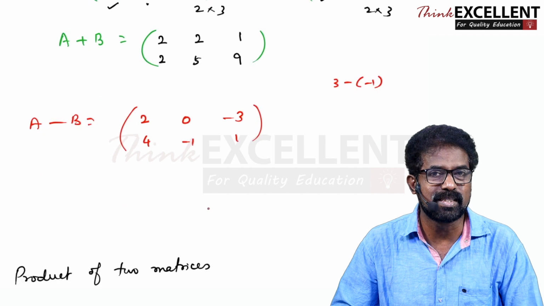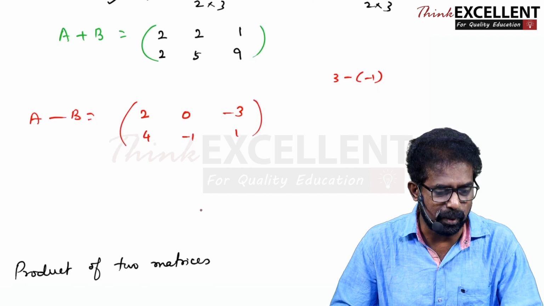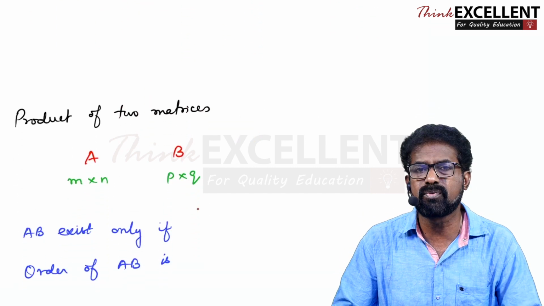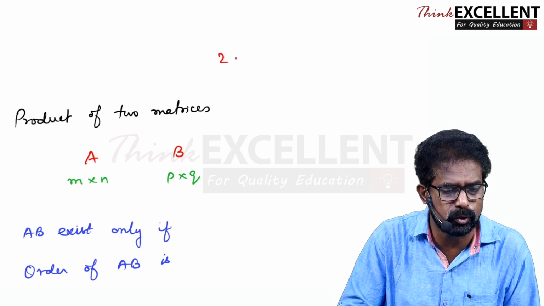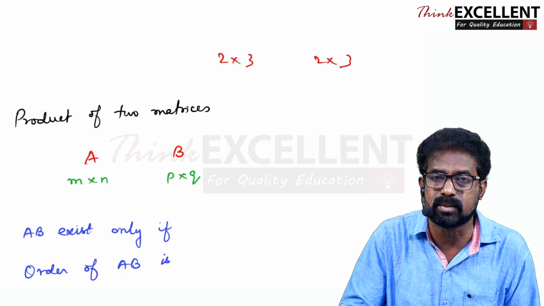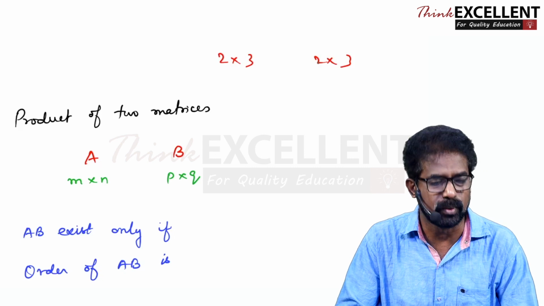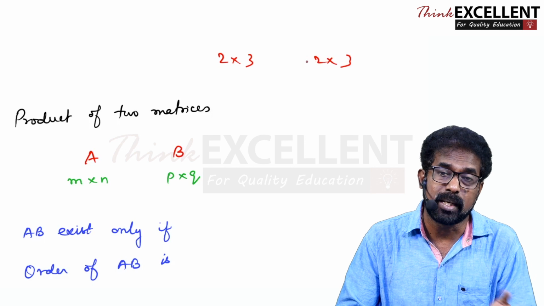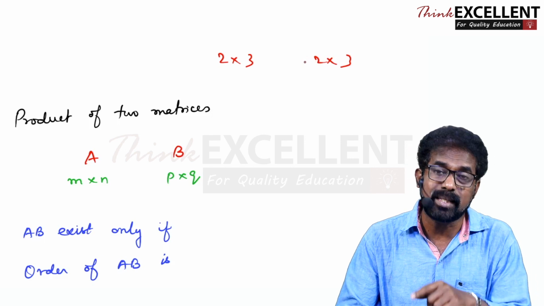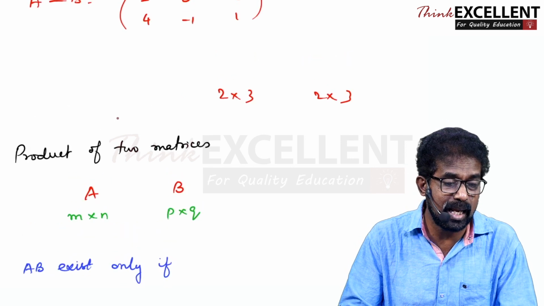But multiplication is something different, and that is a very, very important thing. Please listen. Product of two matrices. You can't simply multiply any two matrices. Suppose a 2 by 3 matrix, another 2 by 3 matrix. You can add them, you can subtract them, you can equate them. You can even multiply by a scalar. But here we are multiplying two matrices. Multiplication by a scalar is no problem.